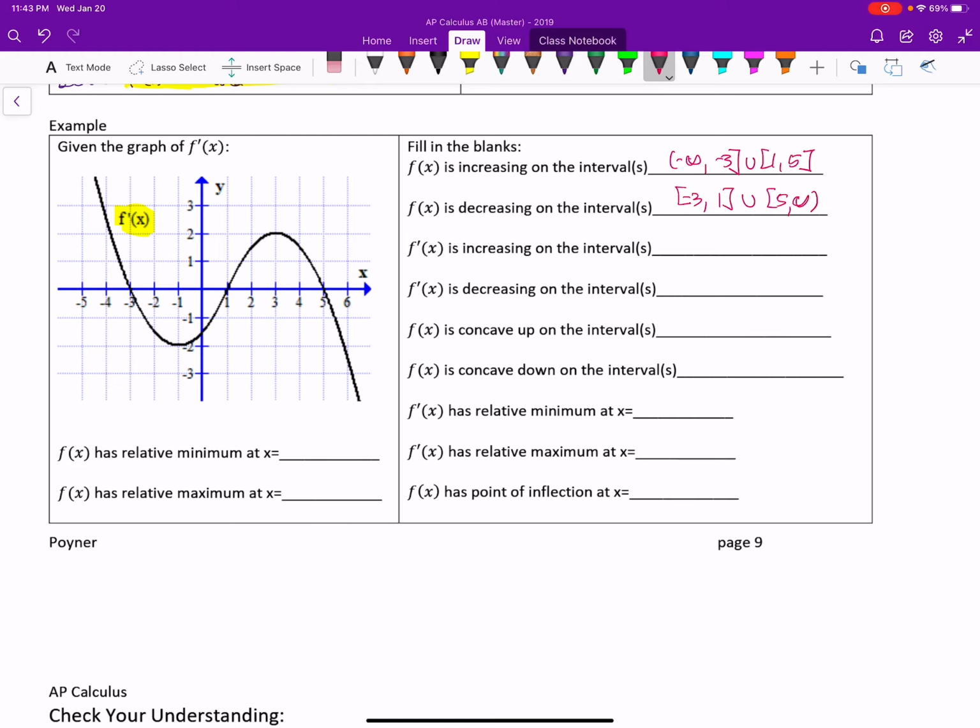Where is f prime increasing? Okay, so that's the part where the picture is increasing. That happens here. So f prime is increasing from negative 1 to 3. And where is it decreasing? That would be from negative infinity to negative 1, union, and then 3 to infinity. So this part here is where f prime is decreasing, not f, but f prime is decreasing.